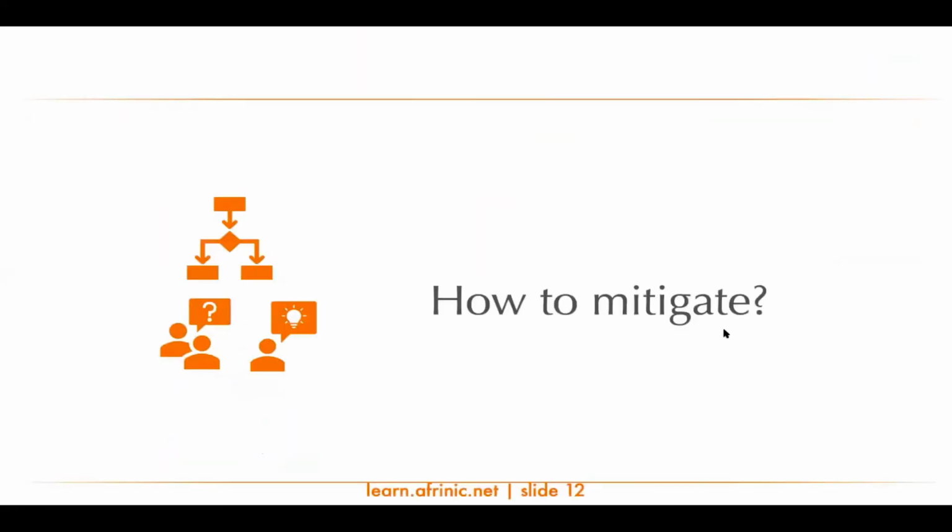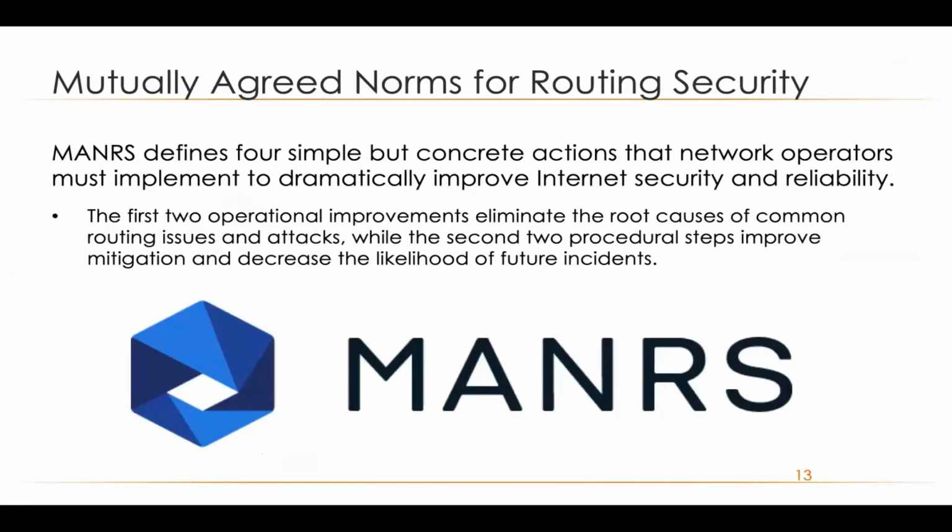Okay, so how do we mitigate? How do we stop this? How do we prevent this from happening? Or in case it happens, how do we reduce its effects on our networks? There is MANRS, which is an initiative from the Internet Society. MANRS stands for Mutually Agreed Norms for Routing Security, whereby we are inviting organizations, network operators and ISPs to come together and apply four concrete actions to secure the routing table.